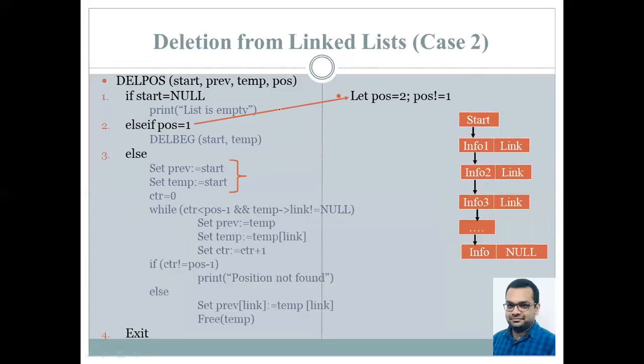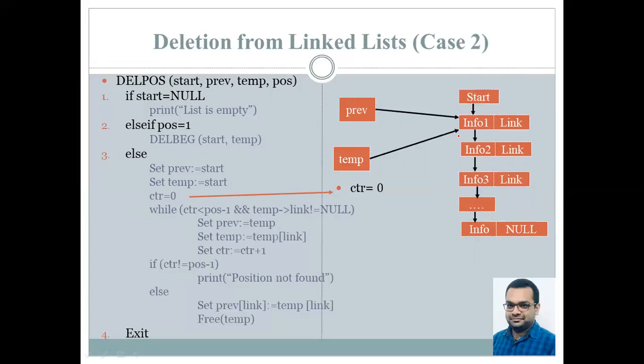Now, in the next part, we check. We have assumed the position of deletion is, say, 2. That means the index is 1, and therefore the position of deletion is not 1. So the delete beginning procedure will also not be called. Now the program jumps to the else part, and these two statements are executed sequentially. The effect of executing these two statements is that the two pointers previous and temp start pointing to the first node in the linked list.